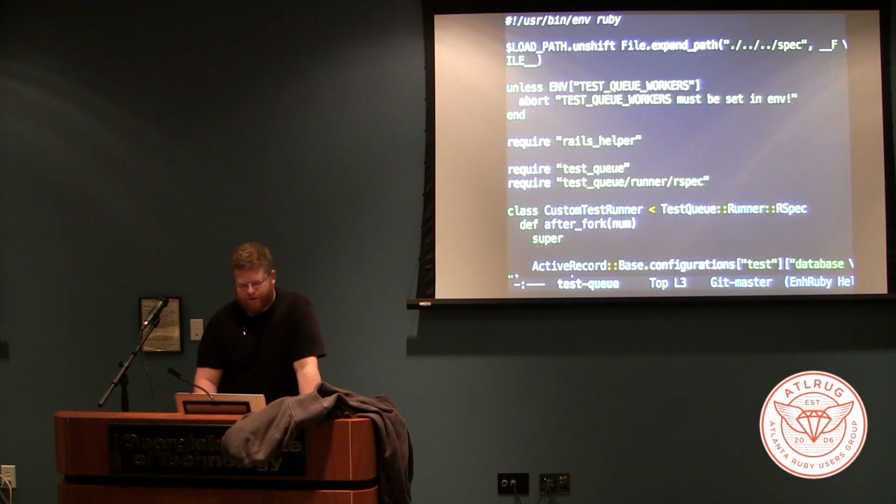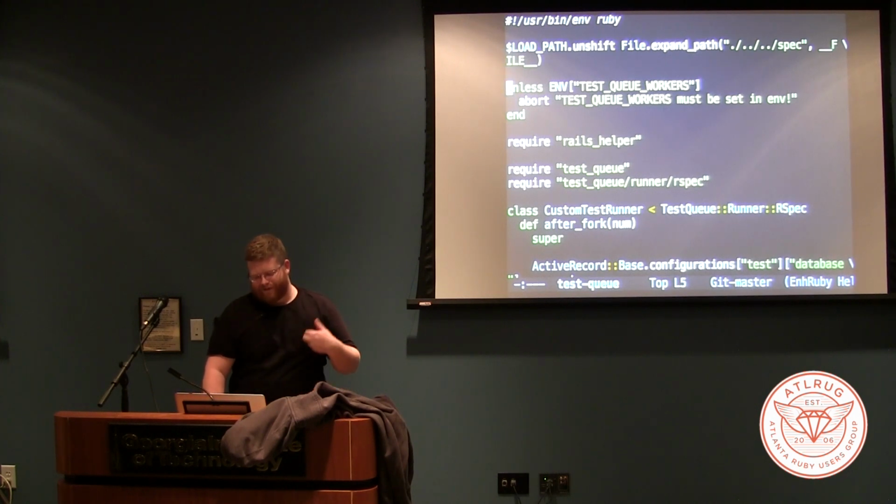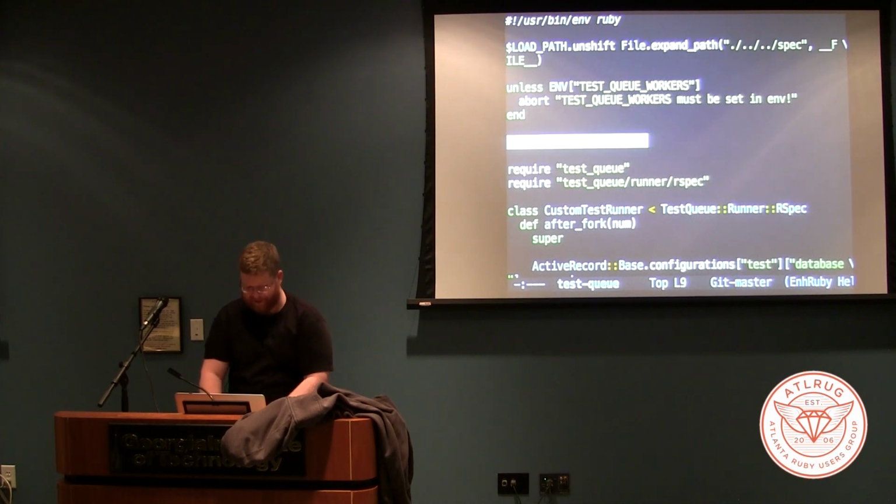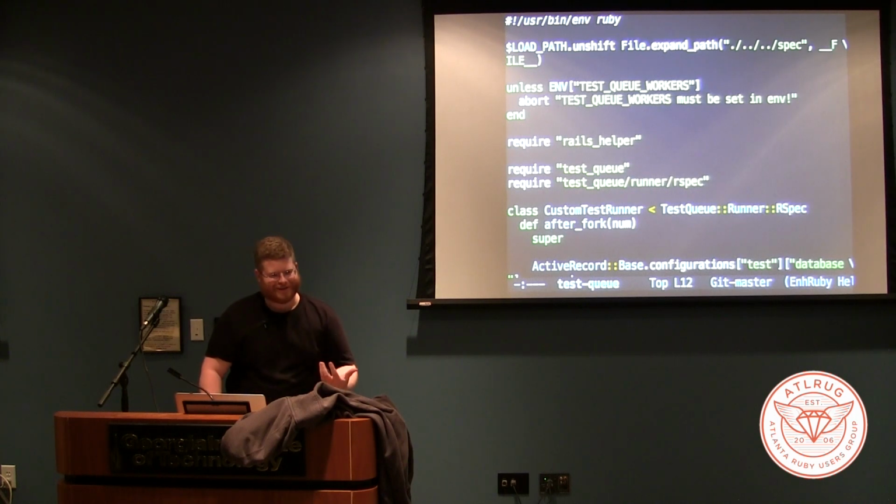As you can see here, this is going to be using RSpec because I'm biased and I believe in using the only correct test framework for Ruby. So we shove the spec directory onto the path, and we use the environment variable TEST_QUEUE_WORKERS to control the number of workers we're running. We require a Rails helper because that's a convention now apparently, and we pull in test queue and test queue runner RSpec.